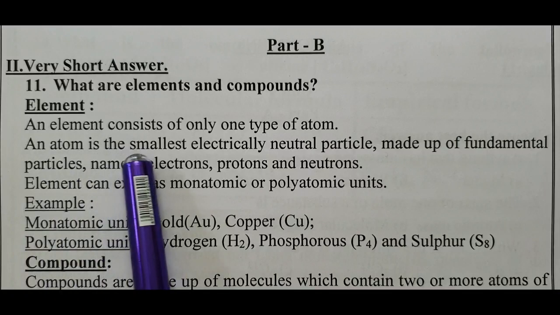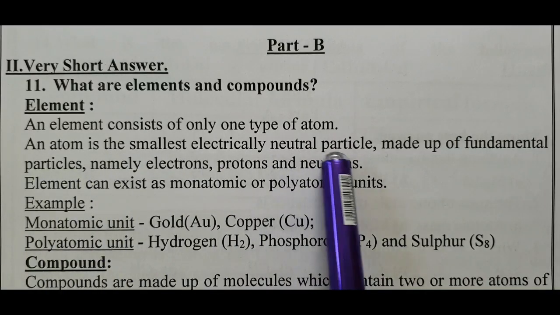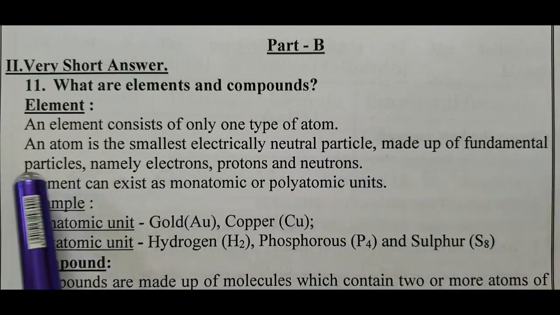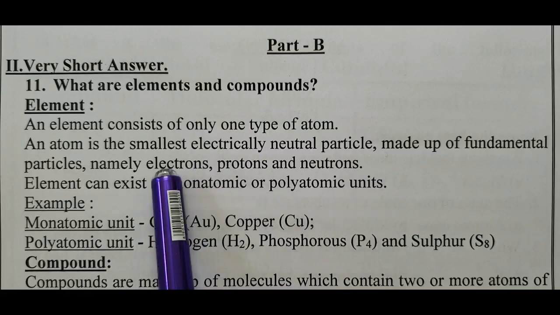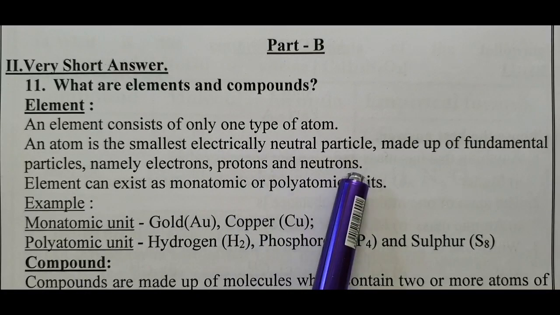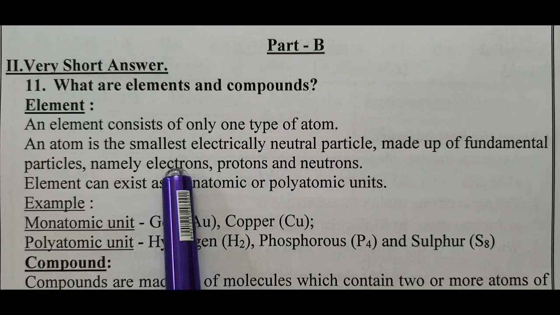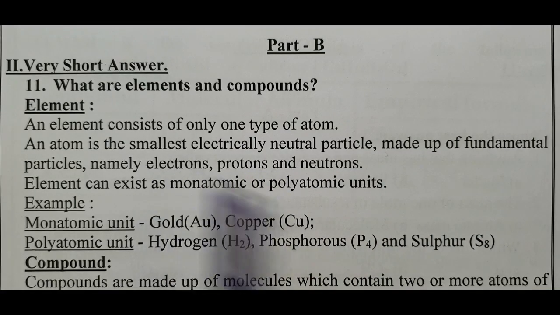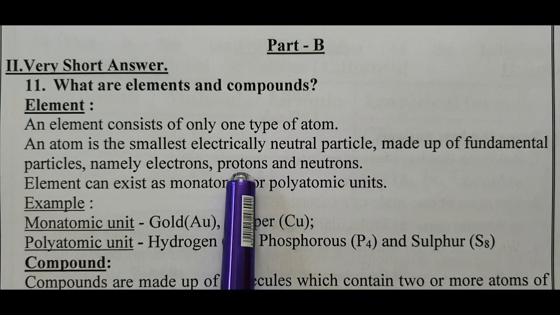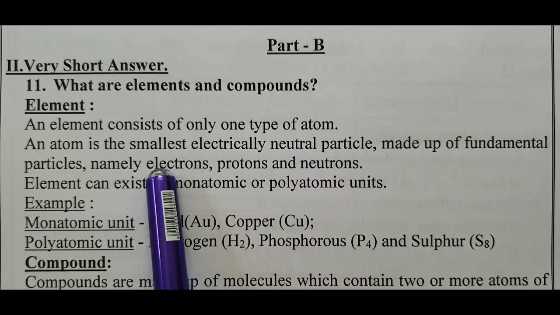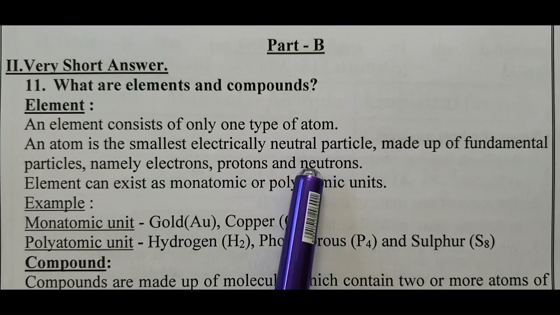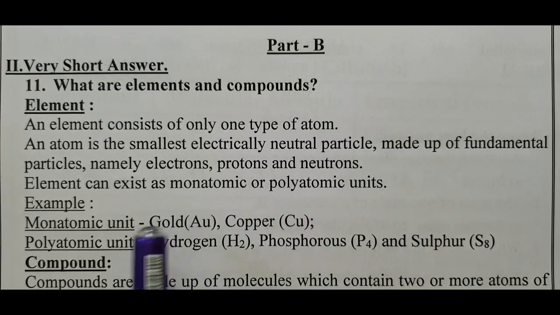An atom is the smallest electrically neutral particle made up of fundamental particles, namely electrons, protons and neutrons. Protons and neutrons are present inside the nucleus and the electrons are revolving and rotating around the nucleus. Proton is positively charged, electron is negatively charged, neutron is a chargeless particle like an atom. Element can exist as monoatomic or polyatomic.